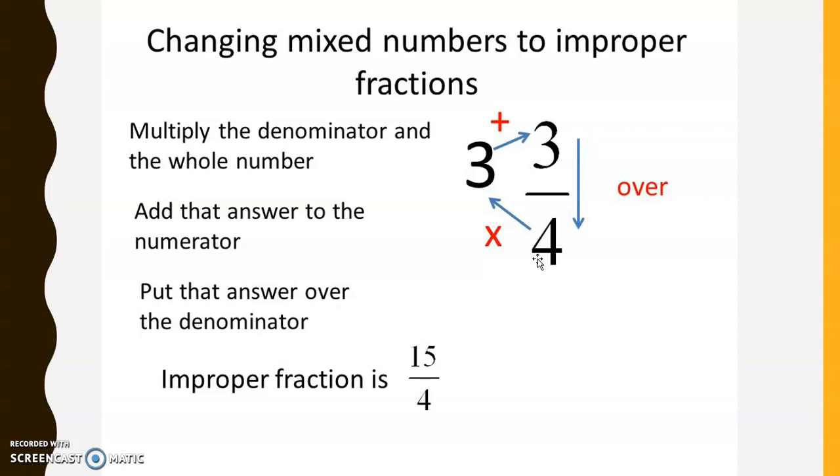So what are the steps? Basically, we are going to multiply, add, and keep the denominator the same. So 4 3s are 12 plus 3 is 15. 15 upon 4 is the answer for 3 upon 4.